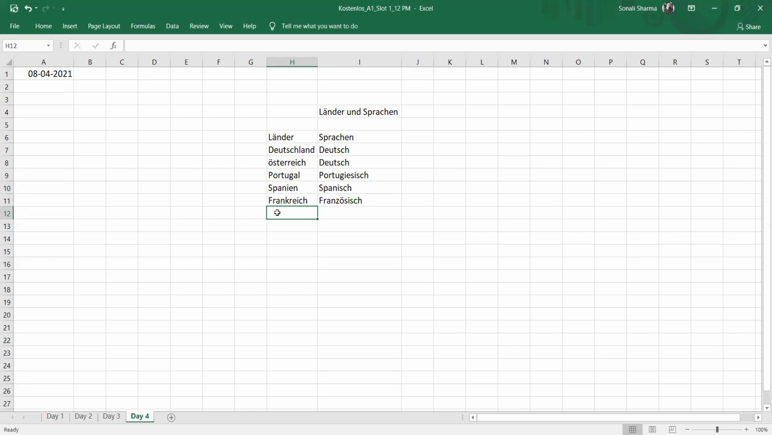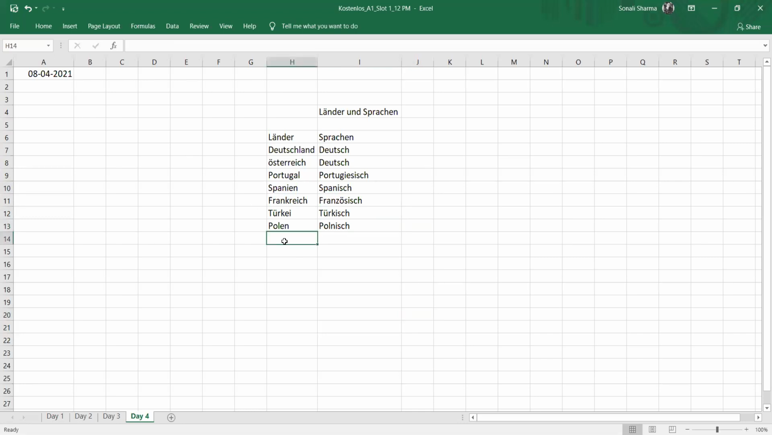Next is the word Turkey. So for Turkey, the name of the country is Turkey, and the language is Turkish. Turkey is Turkey, and Turkish is Turkish. Coming to the next country, Poland. For Poland, the word is Poland, and the language is Polnish. The language is Polnish.